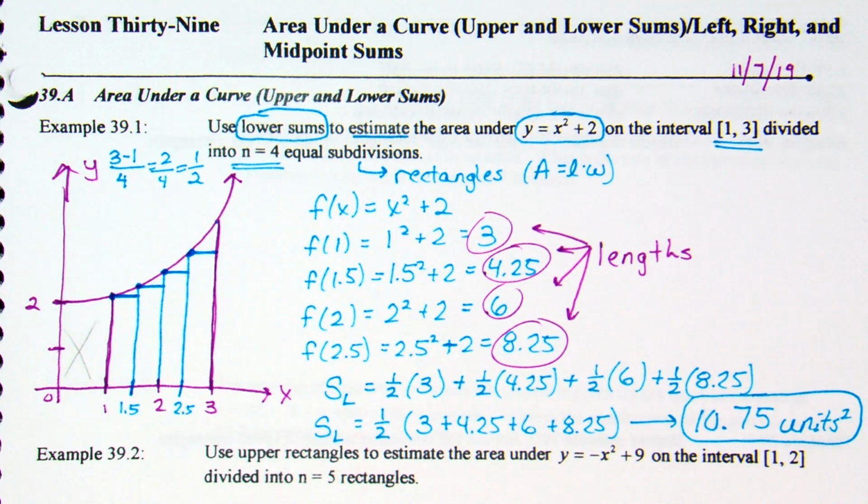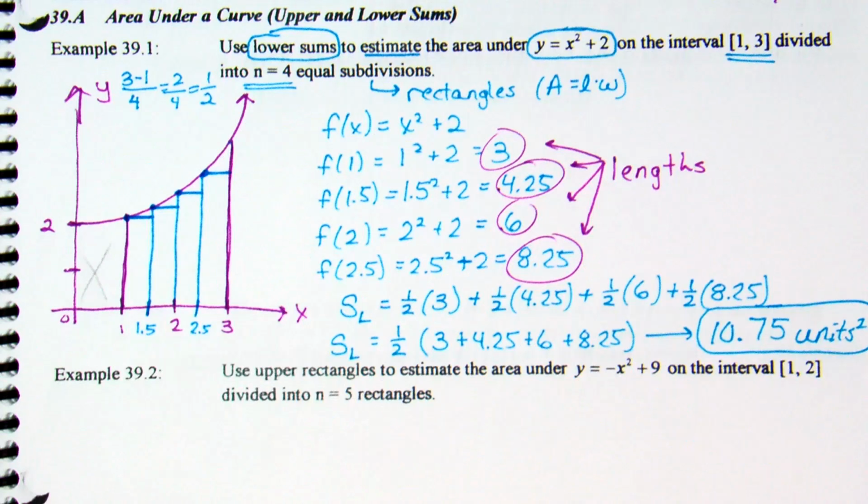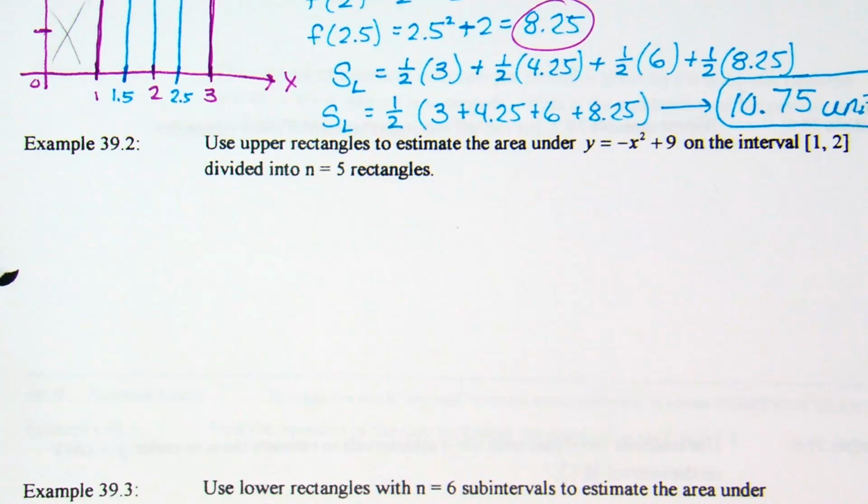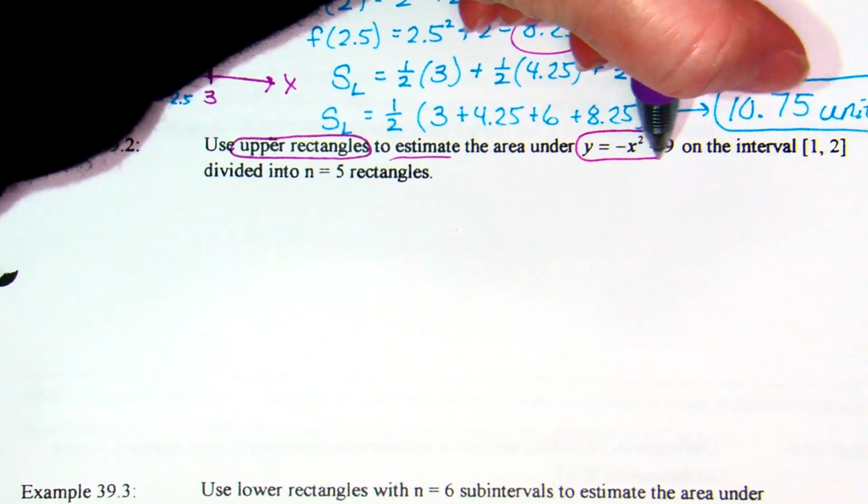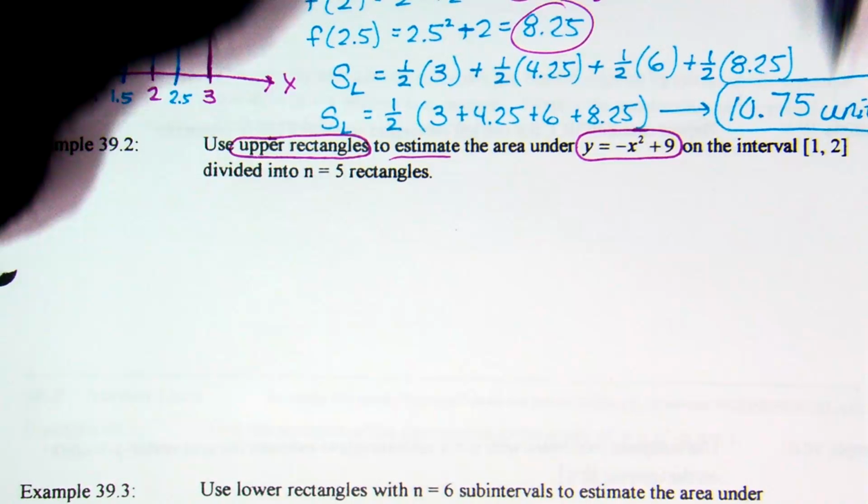Questions on that one? I mean, the idea behind it's not bad. It's really not. So, okay, you ready? Let's try number 2. This time, okay, note the details. We're going to use upper rectangles to estimate the area under the curve y equals negative x squared plus 9 on the interval 1 to 2 when n is divided into 5 rectangles.